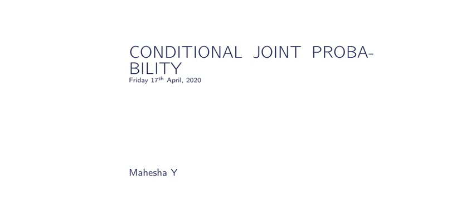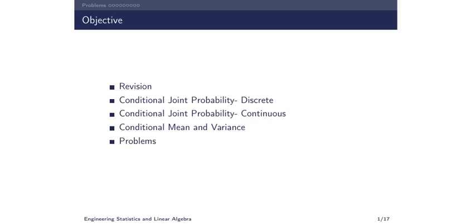Today we are going to discuss a new topic called conditional joint probability, or bivariate conditional probability, or the conditional probability for two variables. As usual, our objective is to revise the topics related to this one, and for discrete as well as continuous cases, how to calculate the conditional joint probability, and conditional mean and variance in the case of joint variables, and we will discuss some problems also.